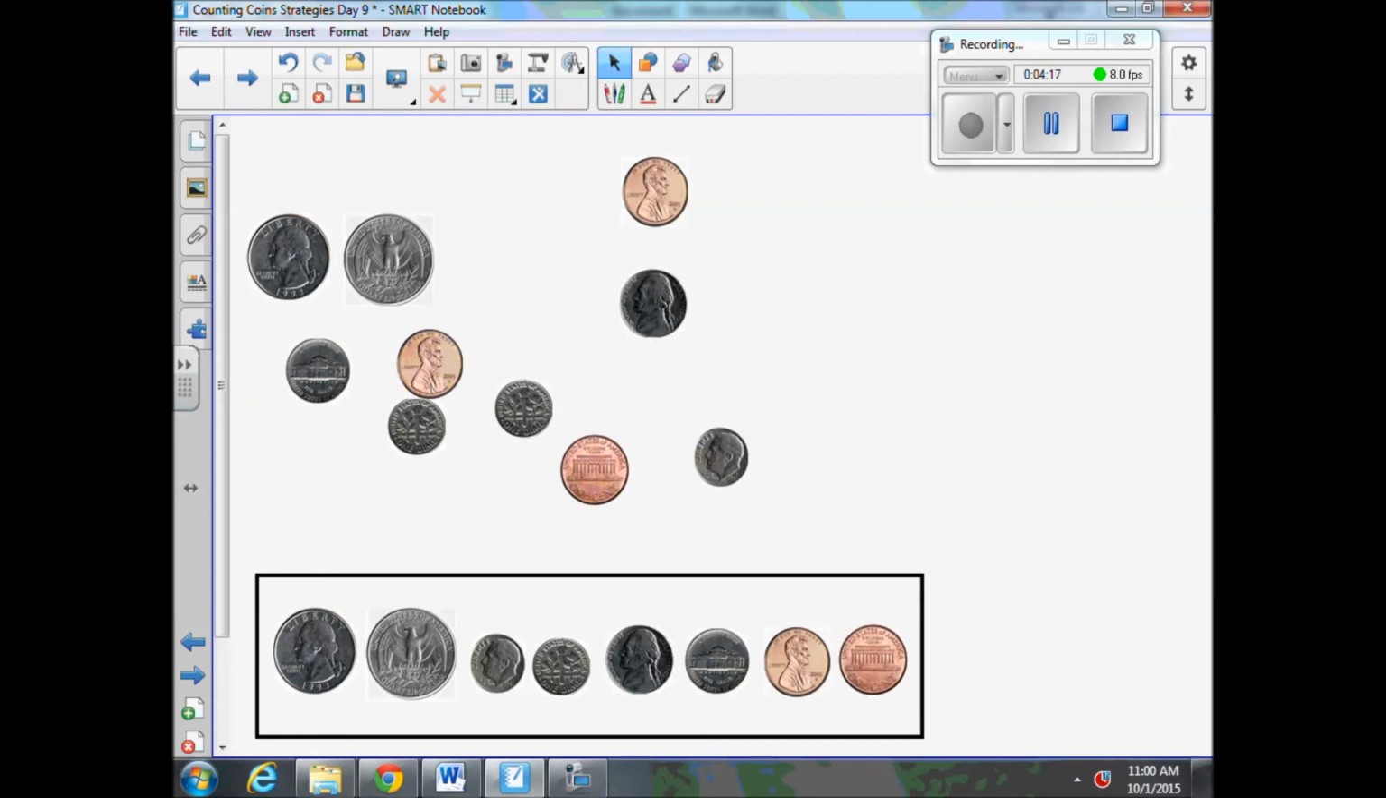The next thing I'm going to do, I know that the one that's the next greatest in value are dimes. I am going to look for Daddy's dimes.